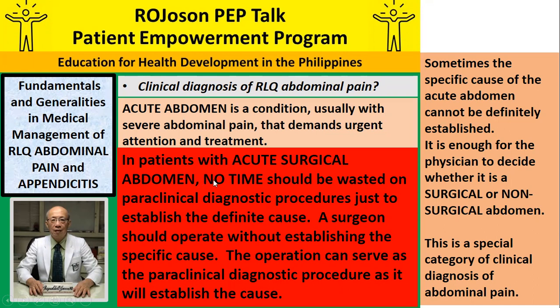So in such a case, the caveat is here. No time should be wasted on paraclinical diagnostic procedures just to establish the definite cause. So don't waste your time trying to establish the specific cause of the surgical abdomen. The surgeon should operate without establishing the specific cause because time is of the essence. A lot of times the patient needs operation as soon as possible. And the operation can serve both as a therapeutic as well as a diagnostic procedure. Once you open up the abdomen, you will know what the real cause is.